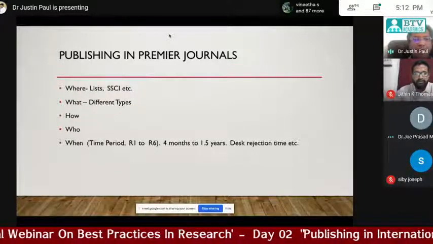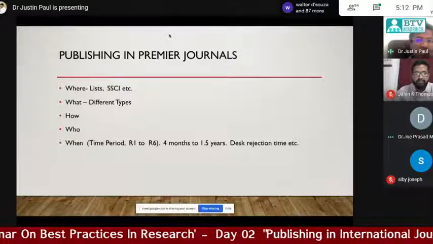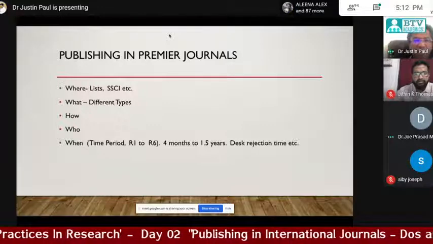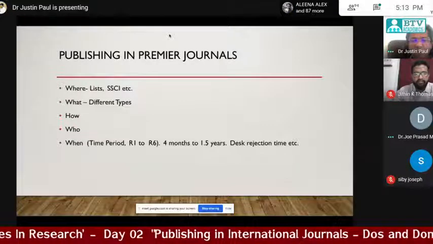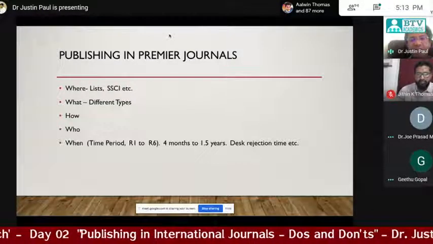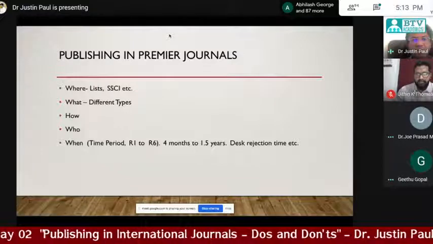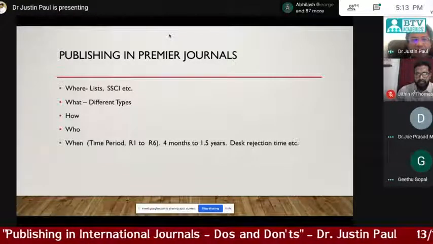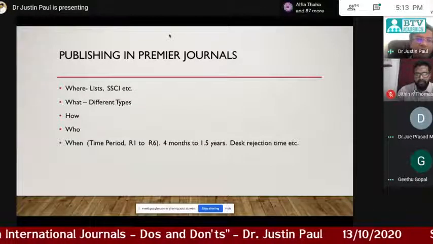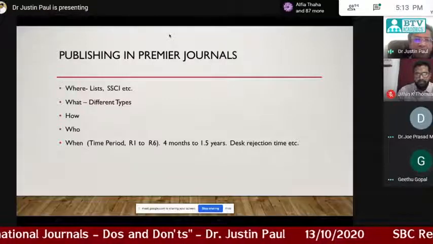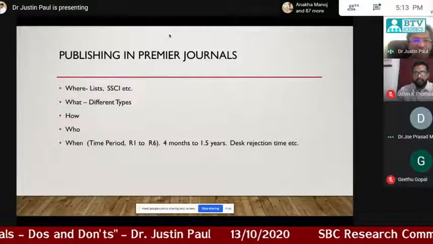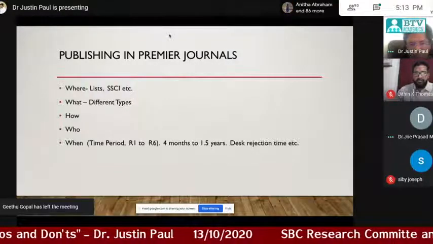So now, my focus would be on where to publish and how to publish, and what are the ideas, or what are the do's and don'ts to keep in mind. Publishing in premier journals in science subjects, researchers talk about SCI. In social sciences, researchers talk about SSCI. So it is always good to think about publishing in journals listed on SCI or SSCI, because they have an impact factor and they are recognized worldwide, and you get worldwide coverage.